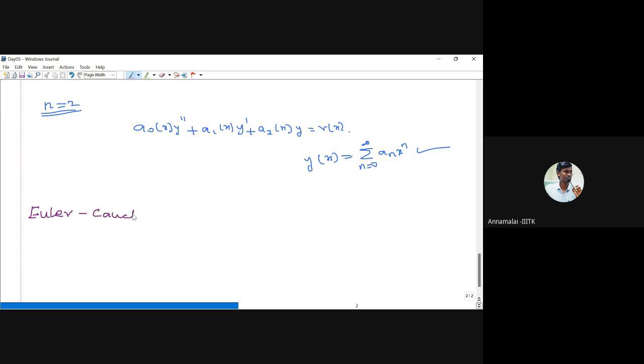Euler-Cauchy homogeneous equation. Otherwise Euler's homogeneous equation. Maybe they are sometimes called Euler homogeneous or Euler-Cauchy homogeneous equation.